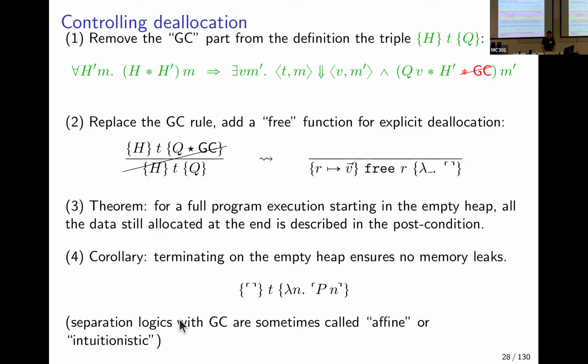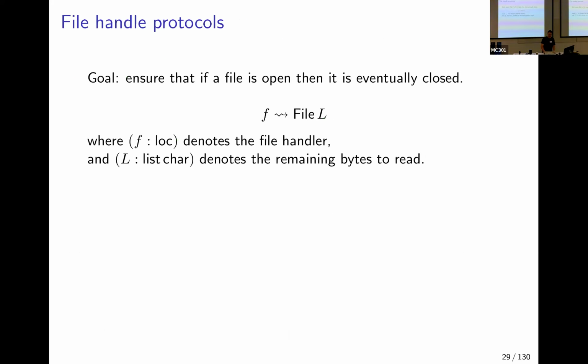Some terminology: separation logics that have the GC rule are sometimes called affine, which makes sense because they can just throw things away. They're also sometimes called intuitionistic, but I think it's a weird name. There is some justification, but I don't think it makes that much sense to me.